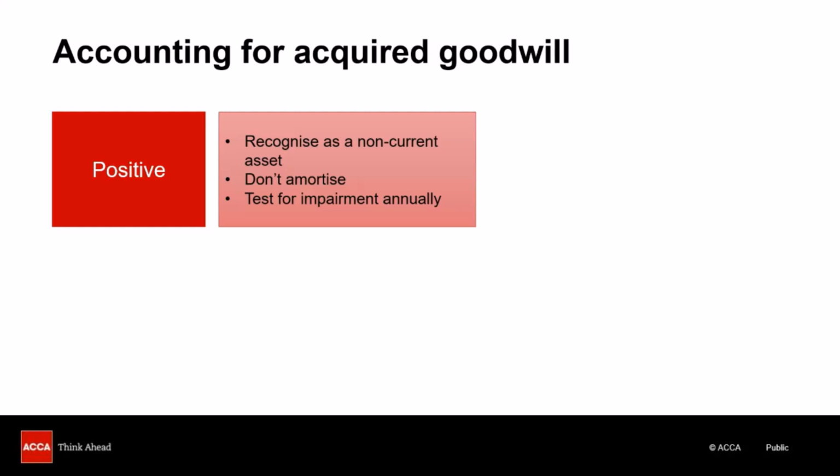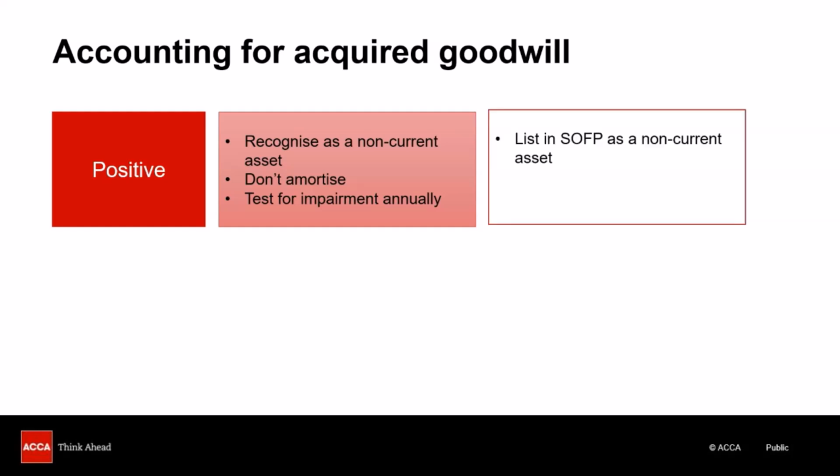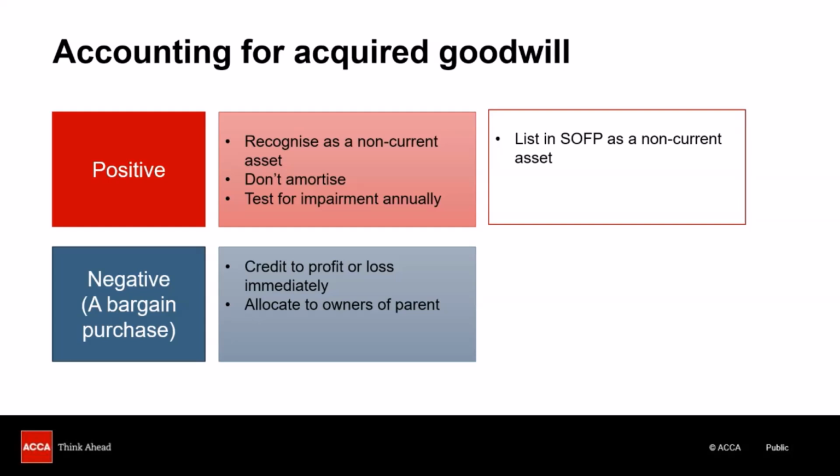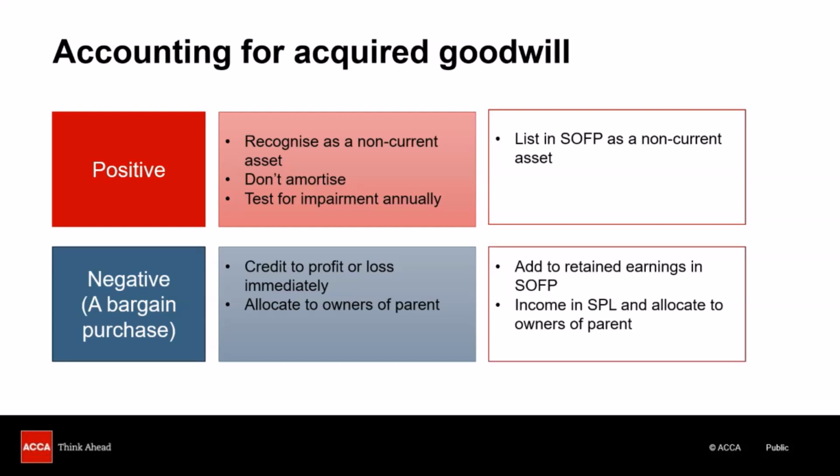So if it is a positive balance, it is a non-current asset. We do not amortize goodwill. Rather, it is tested for impairment annually because it also has an indefinite useful life. And in case of a negative goodwill or a bargain purchase gain, we credit it to statement of profit or loss immediately, and it is allocated to the owners of the parent only, because this is a gain that the parent company has secured at the date of acquisition.